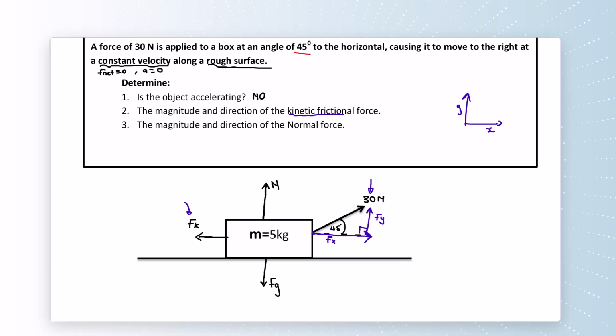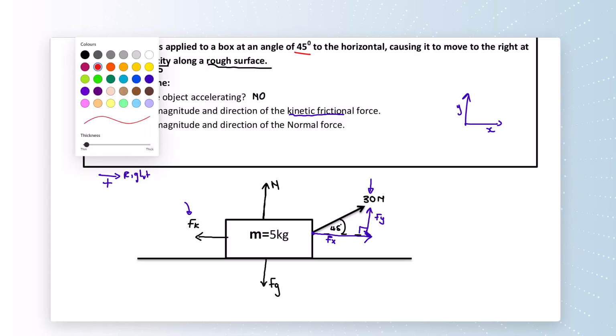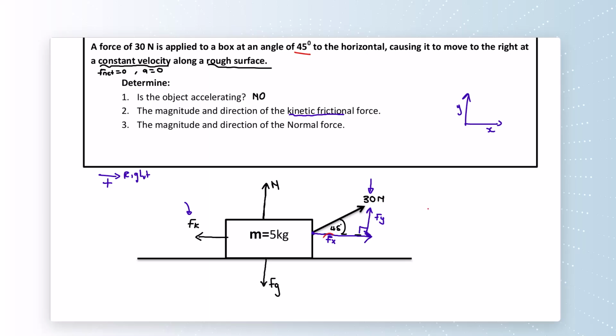Okay, let's choose our direction. I did advise you to take the direction of motion as your positive. This thing is moving to the right. I will take right as the positive direction. And if that's the case, it means the Fx is going to be positive since it's going to the right. And the frictional force is going to be negative since it's going to the left, opposing our positive direction. So we're going to have minus Fk.